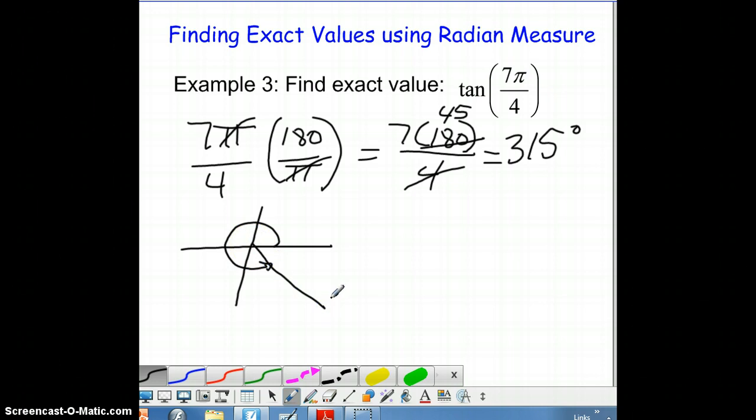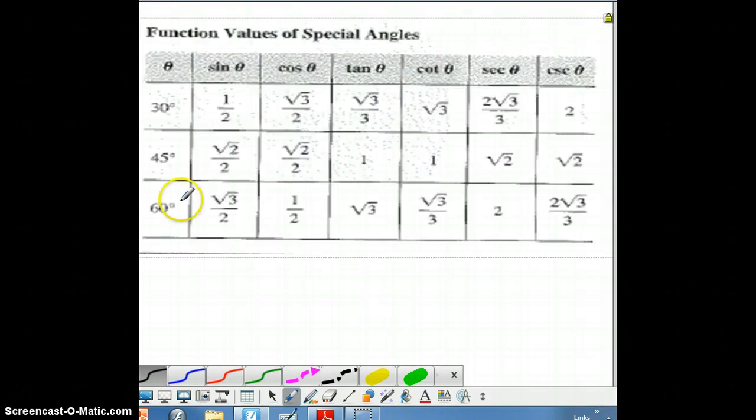And you'll recall from the previous lesson that what we needed to do then is to find this reference angle right here, the measure of this angle that is formed by the x-axis and the terminal side of the given angle. And in this case, the reference angle is 360 minus 315, which is 45 degrees. Okay, so now I know to find the tan of 7 pi over 4, I need to use the tan of 45 degrees. So let's come over and look at our chart. 45 degrees is one of the special angles, so the tan of 45 degrees is 1.